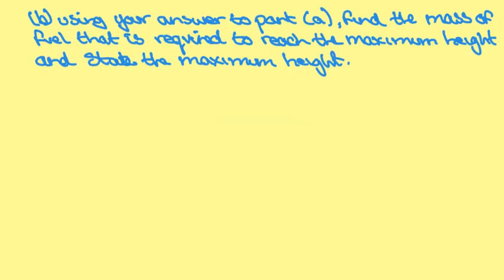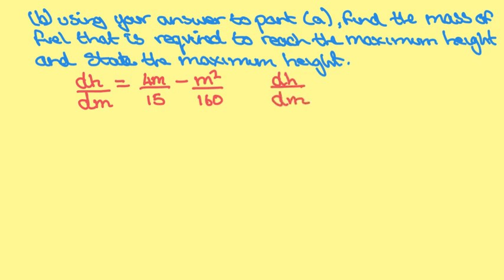Part B. Using your answer to Part A, find the mass of fuel that is required to reach the maximum height and state the maximum height. Well, we know that dh over dm is equal to 4m over 15 minus m squared over 160. In order to find the maximum height, we need to put dh over dm equal to 0.